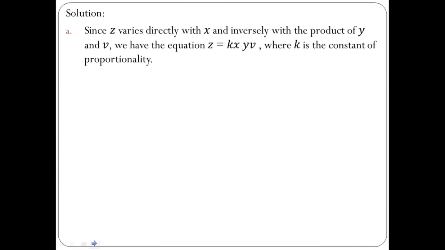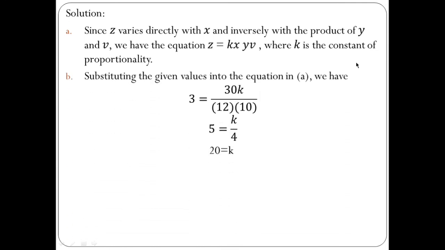Okay, so solution for letter A, since z varies directly with x and inversely with the product of y and v, we have the equation z equals k times x, divided by yv, where k is the constant of proportionality. Okay, so ayun. Ano to class? kx divided by yv. Namali ako sa pag-encode. Okay, so z equals kx over yv.